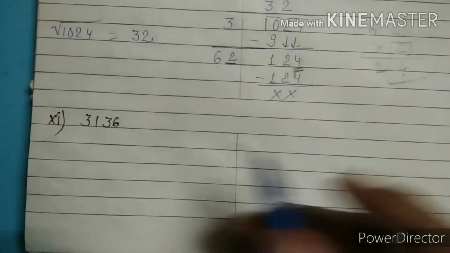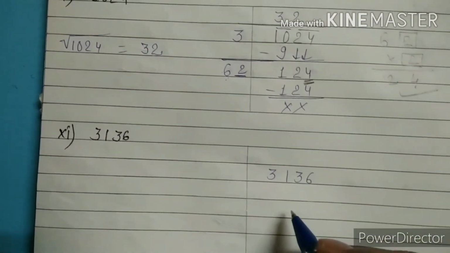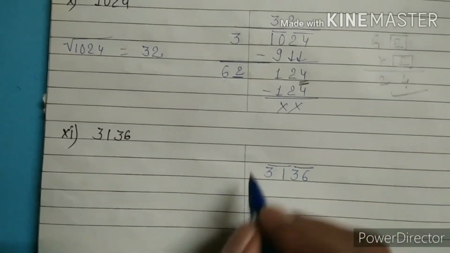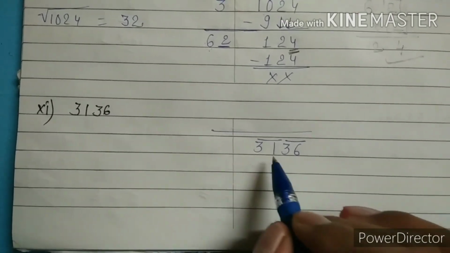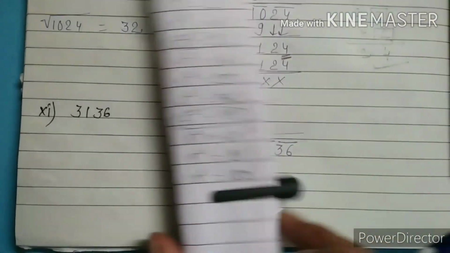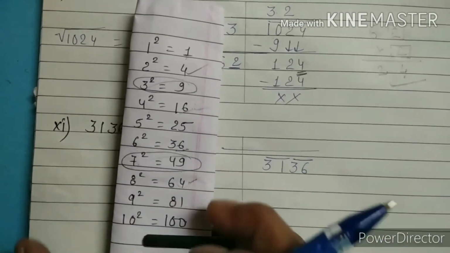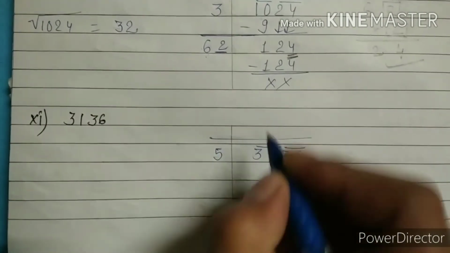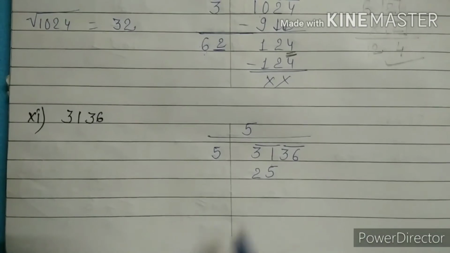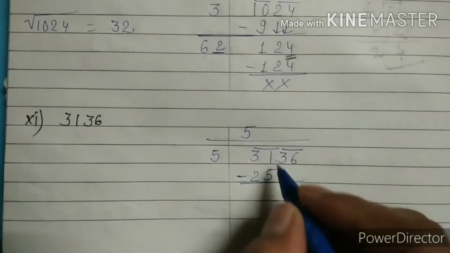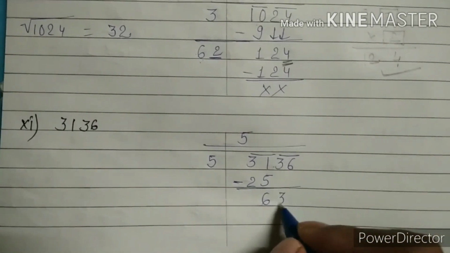Now 11th is 3136. So here 3136. Now we will do the pairing. Here is the pair. Now we will check whose square is less than or equal to 31. So less than or equal to 31 is only 25, and 25 is the square of 5. If 5 is coming here, 5 will go there. 5 5s are 25. And here 31 minus 25 is 6. Now 36 we will copy.